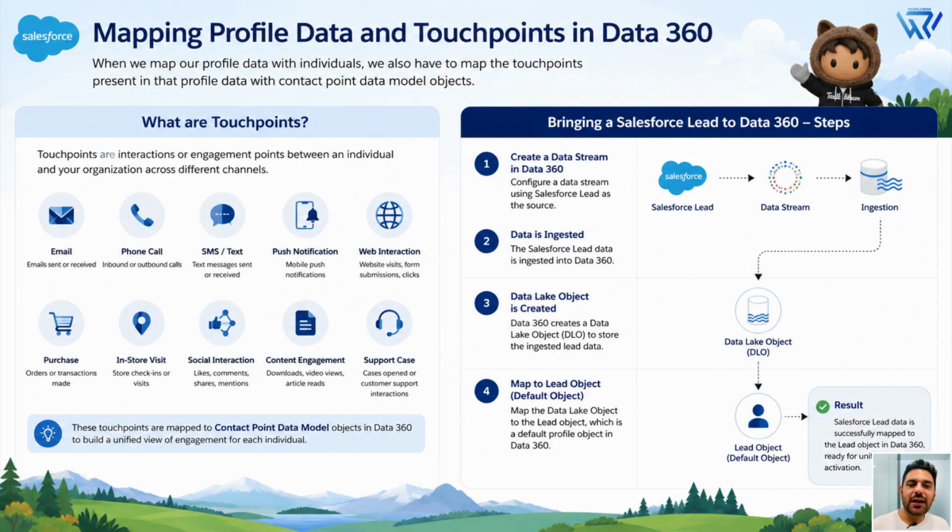When we map our profile data with individuals, we also have to map the touch points present in that profile data with contact point data model objects. What are these touch points?